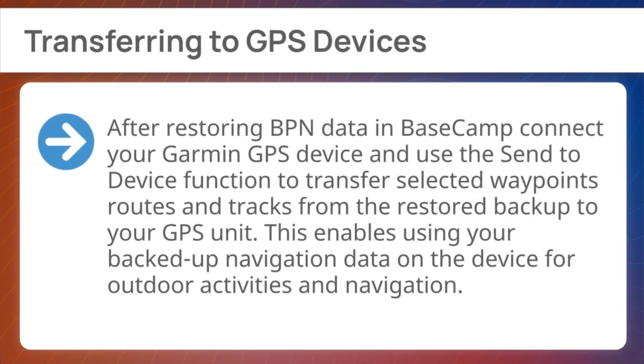Next, transferring to GPS devices. After restoring BPN data in BaseCamp, connect your Garmin GPS device and use the Send to Device function to transfer selected waypoints, routes, and tracks from the restored backup to your GPS unit. This enables using your backed up navigation data on the device for outdoor activities and navigation.